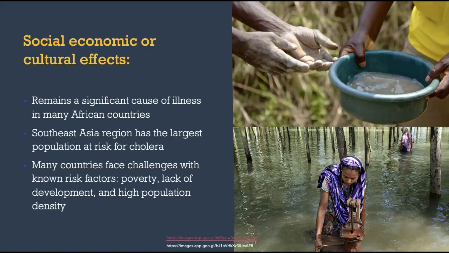The Southeast Asia region, which includes Bangladesh and India, has the largest population at risk for cholera. Many countries face challenges with known risk factors such as poverty, lack of development, and high population density. Additionally, the region is susceptible to environmental factors such as flooding that can contaminate water sources and dislocate populations.